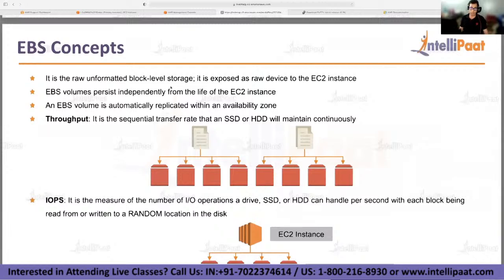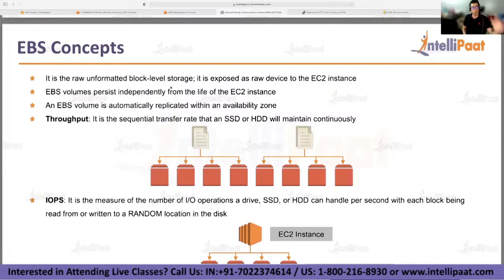presentation part. So what is EBS? It's a raw unformatted block level storage which is exposed as a raw device to the instance. Now it's an unformatted block level storage. Block means that it is considered as a hard disk. If you see S3, it's an object-based storage, right? But EBS is a block-based storage. It's kind of a virtual hard disk that you attach to the instance.